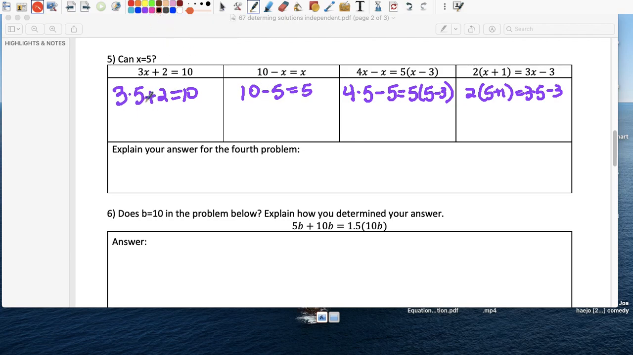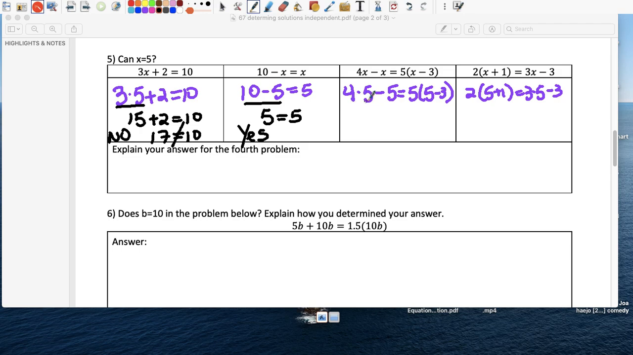So order of operations, we multiply primero. 3 times 5, 15, plus 2 equals 10. Do you think it's going to equal 10? No. 17 equals 10. So here, no. No funciona. 10 minus 5, 10 minus 5, is 5. Is that equal to 5 on the other side? So here, yes, aquí, es 5 funciona.